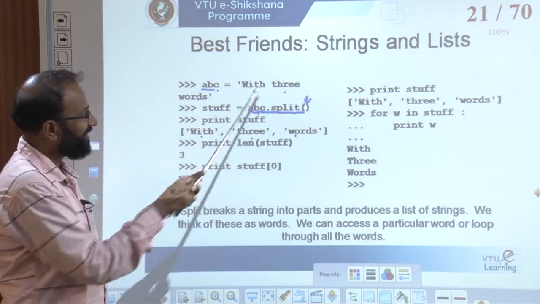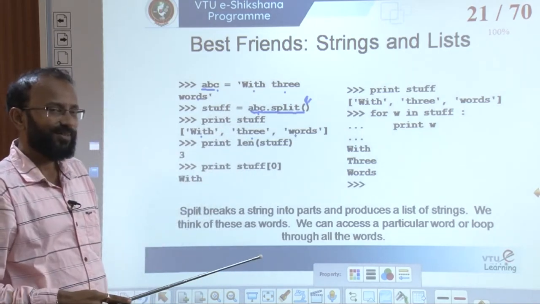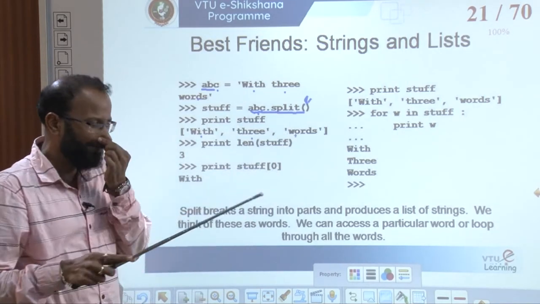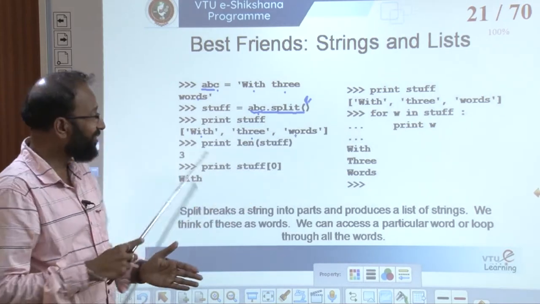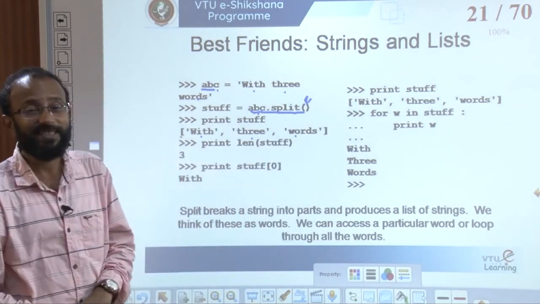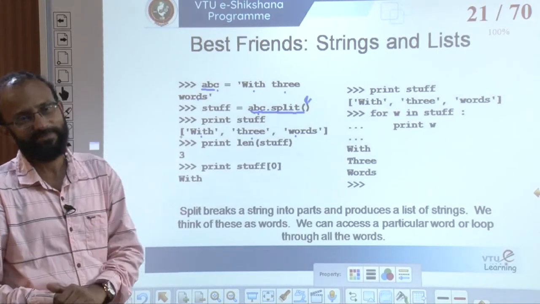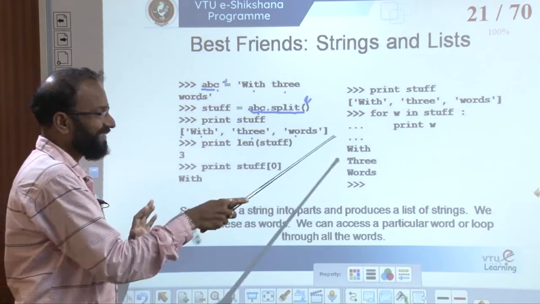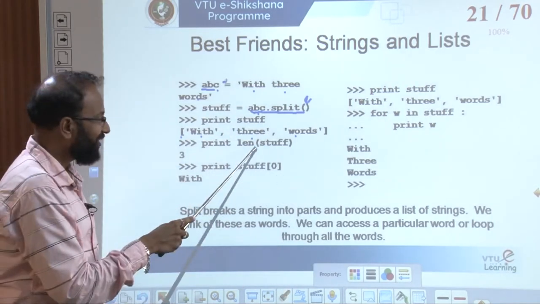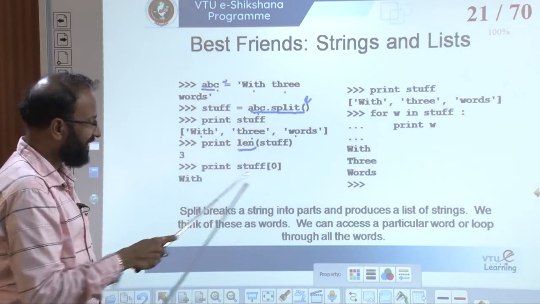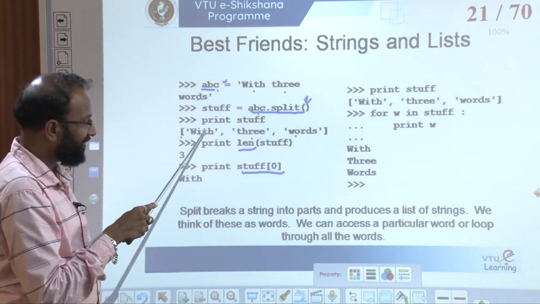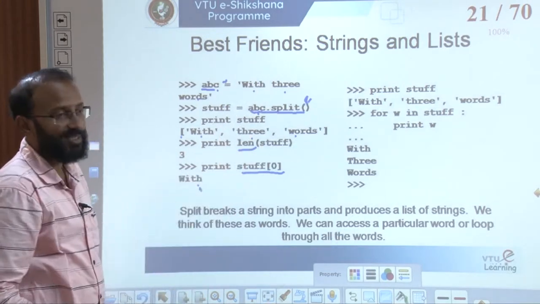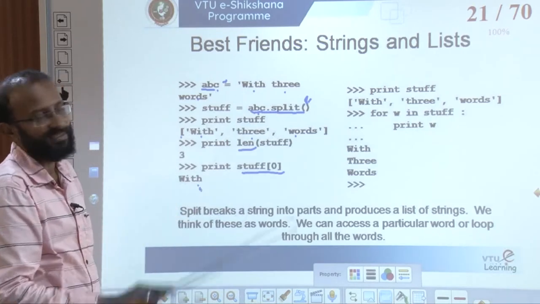So we got three words, but one special thing occurred here. When you look at that, after splitting, what we got is enclosed in square brackets, which indicates that it became a list. So we had a string, and we were able to convert that into a list. Now once it's a list, you can apply the functions. What are those functions? You can find the length, where it says 3. You can find index 0, which is nothing but the first word, right? This is the advantage: you can convert a string into a list and have a lot of functions that you can apply on that.